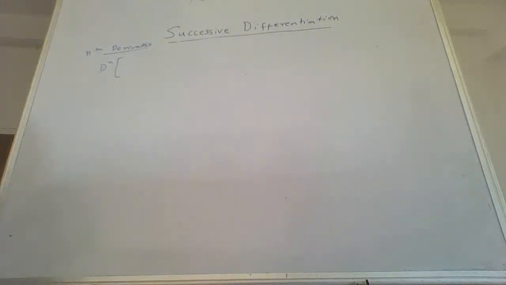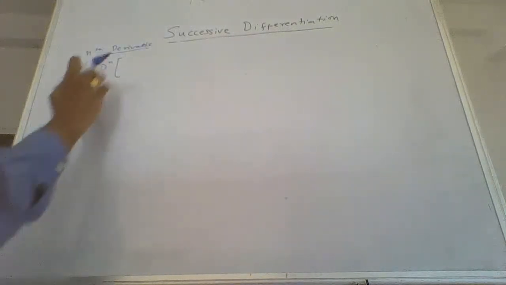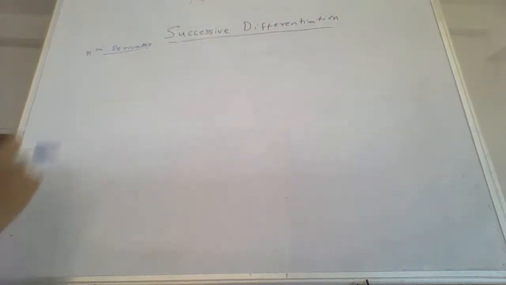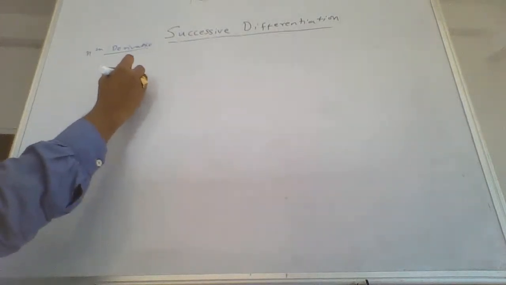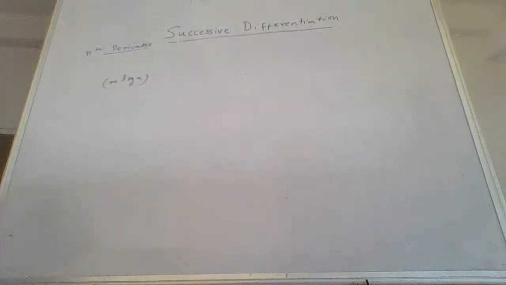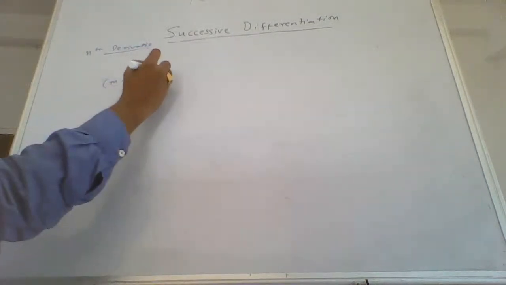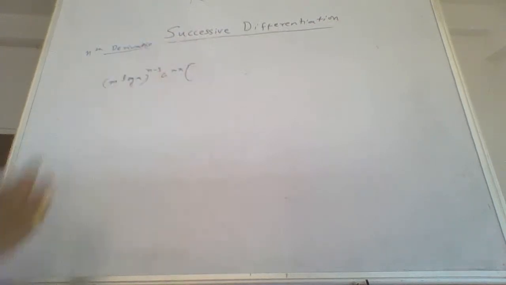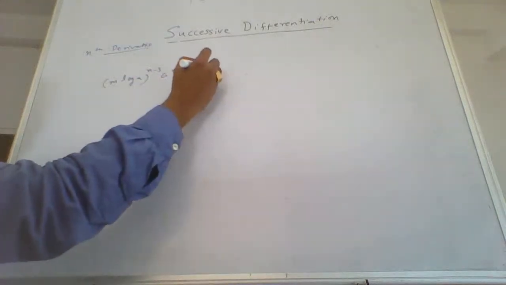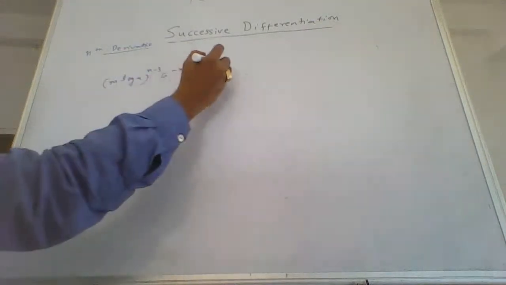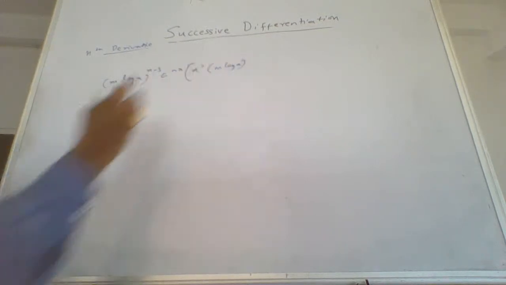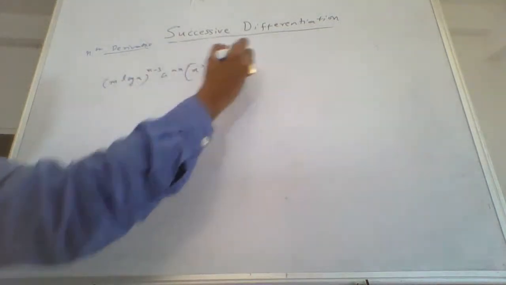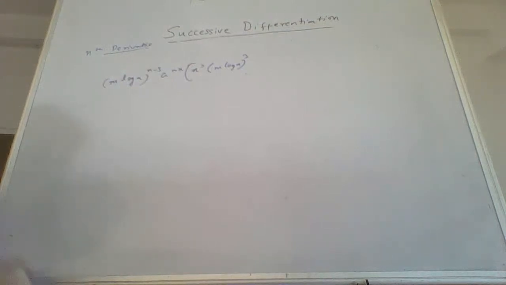Suppose I have taken m log a, which is common, for n minus 3 which is outside, and a power mx, which is common. So I'll be left with only the term x cube and m log a, and that is cube. Okay, thank you.